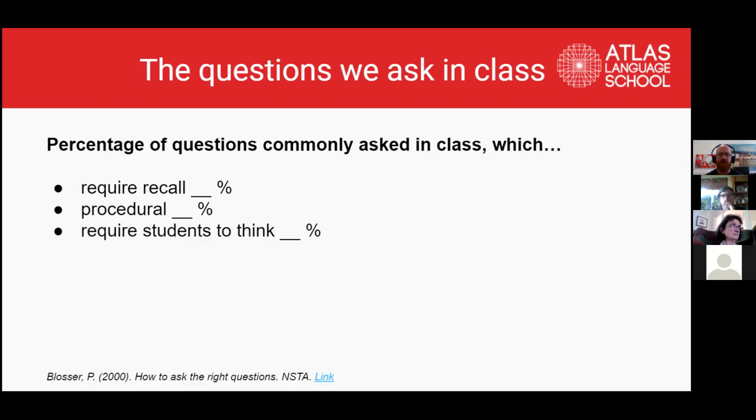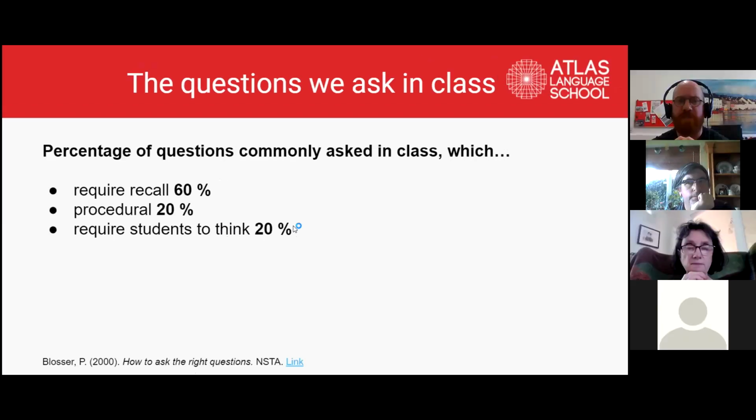This is a really good, interesting study that I'll share with you at the end of the session. Okay, so you were not far off, Patrick. Of the questions we use in class, 60% are requiring our students to recall information. 20% are procedural, and 20% are requiring students to think. So can you tell me what kind of implication that could have in the class, or what's the relevance of that to our classes in critical thinking?